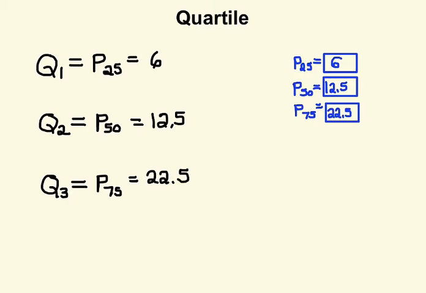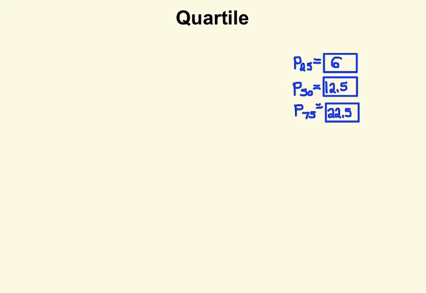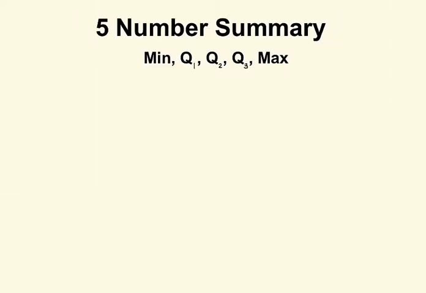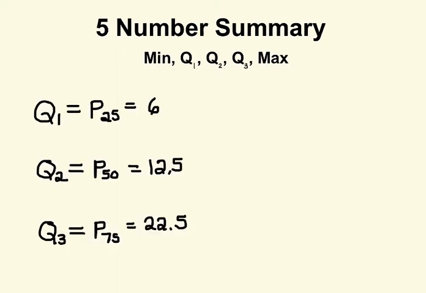I'm going to grab these and copy them, because these are part of what we call our 5-number summary. Our 5-number summary consists of our 3 quartiles, quartile 1, 2, and 3, and also our minimum, which is our smallest x value, and our maximum, which is our largest x value.